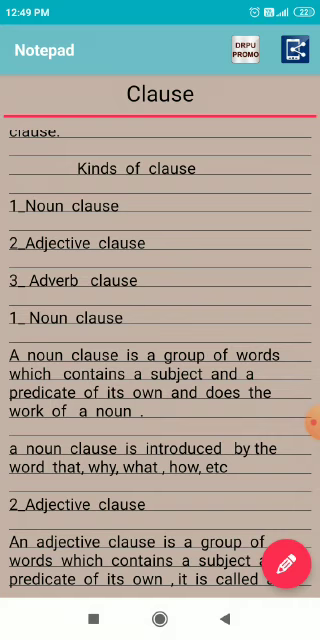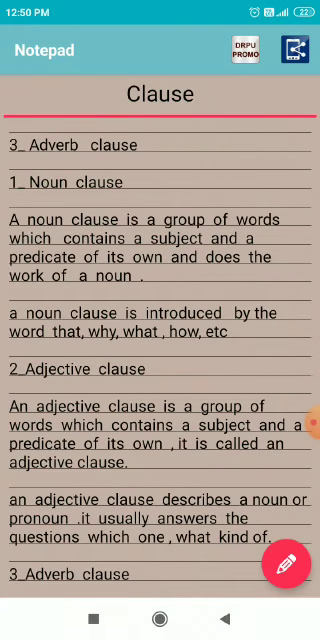The second one is the adjective clause. An adjective clause is a group of words which contains a subject and a predicate of its own. It is called an adjective clause.